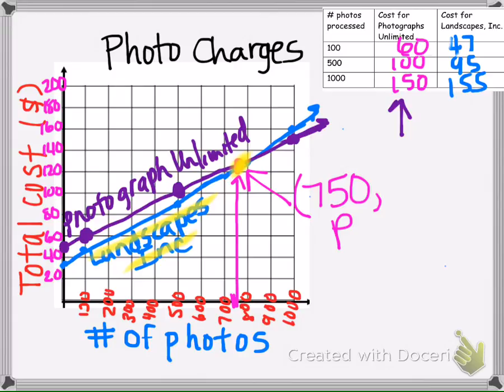Now, if you order more than 750 photos, notice now Landscape Incorporated is on top, is above, so it's going to cost more. So if you want to order more than 750 photographs, now we should order from Photographs Unlimited.